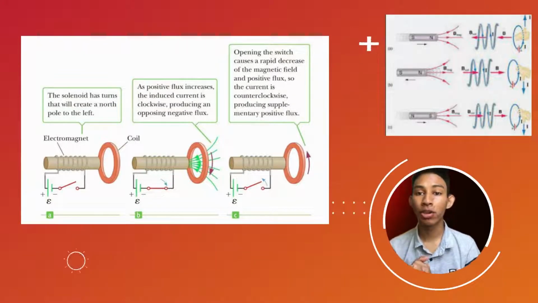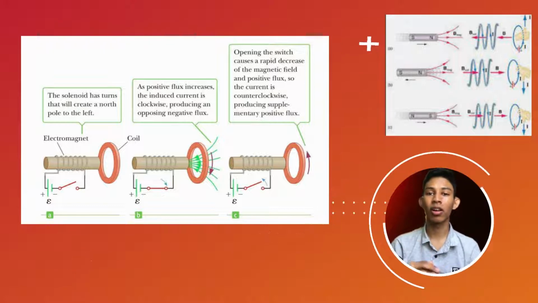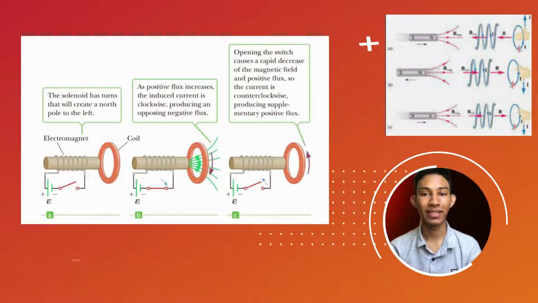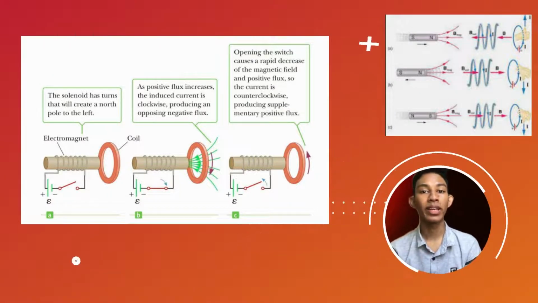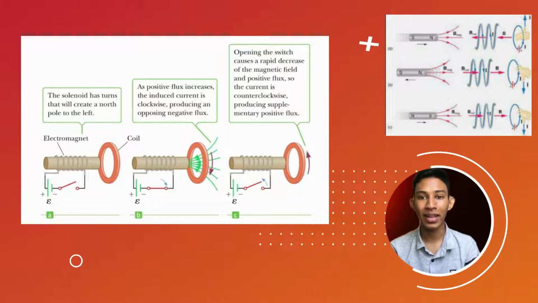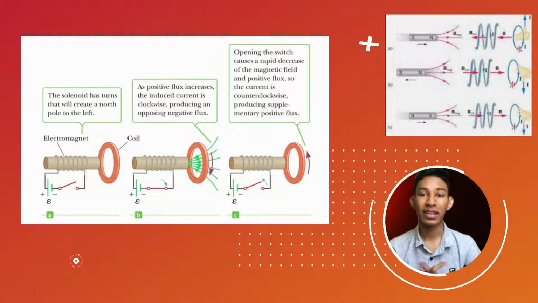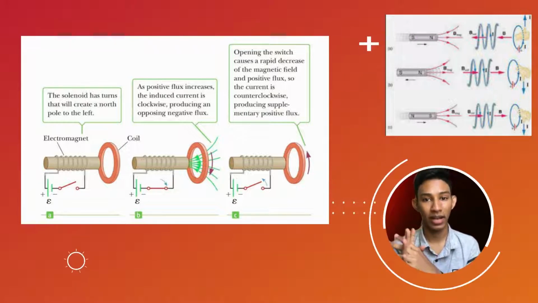Now, the diagram shows how current is induced in the coil. At first, consider a coil of wire placed near a solenoid as in figure A. Then, the wire is wrapped in such a way as to create a south magnetic pole at the right end when the switch is closed as in figure B. Next, choose left as the normal direction.